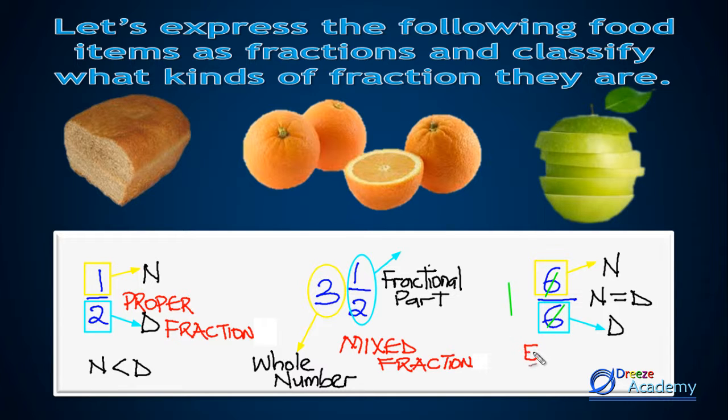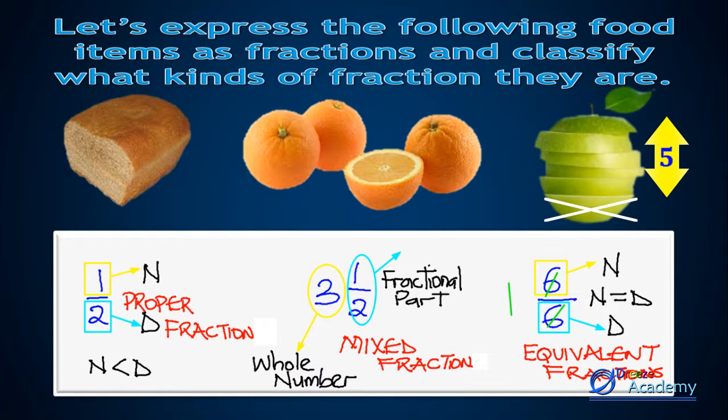This is the principle behind equivalent fractions, which shall be treated in the next class. However, if you remove one of the slices, the numerator would be 5 while the denominator would be 6, making the fraction to be 5/6. Is it clear now? Very, very clear.